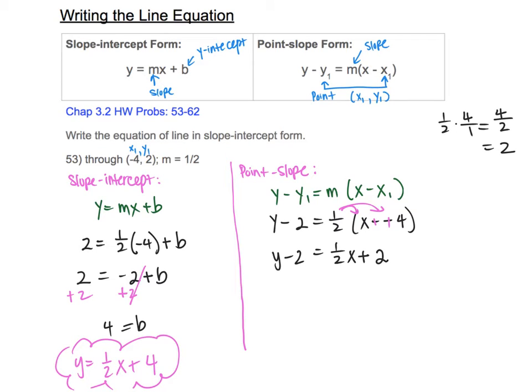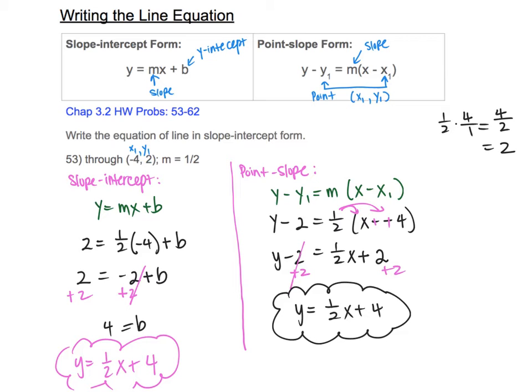And then notice how I'm very close to getting it in slope-intercept form. All I have to do is basically get this y by itself. To do that, I just have to move this 2 over. So I have to add 2 to both sides. So that means that y equals 1/2 x plus 4. Well, would you look at that? That is the same answer as I got last time. But I had to just do fewer steps to get there.